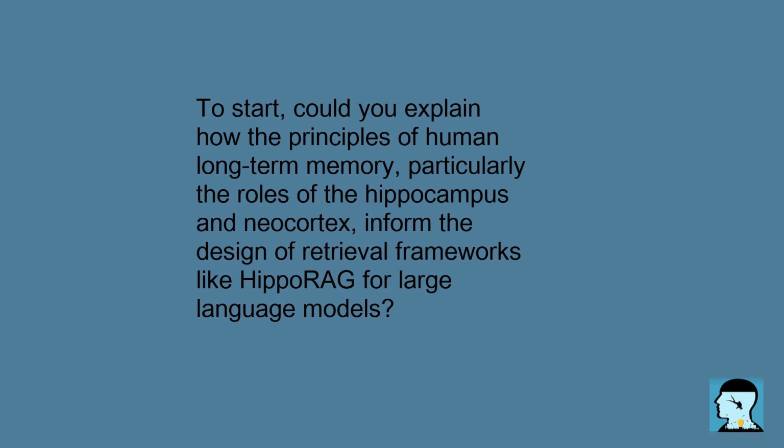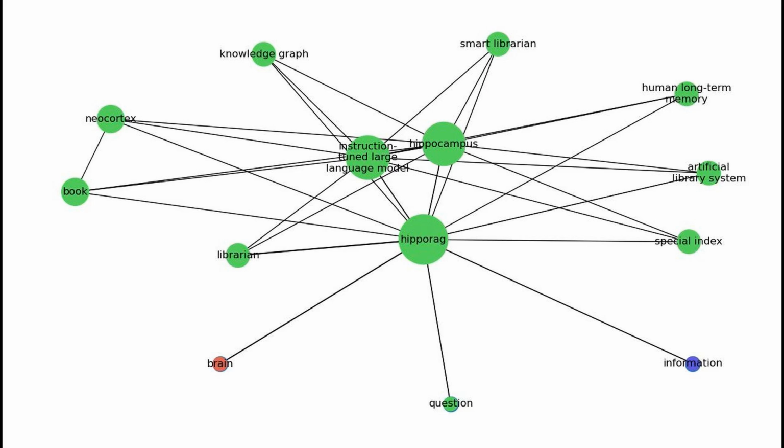To start, could you explain how the principles of human long-term memory, particularly the roles of the hippocampus and neocortex, inform the design of retrieval frameworks like HippoRAG for large language models? To understand how the principles of human long-term memory inspire the design of retrieval frameworks like HippoRAG, let's think of our memory like a big library.